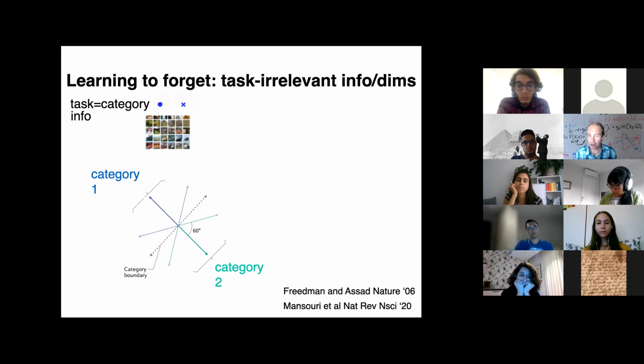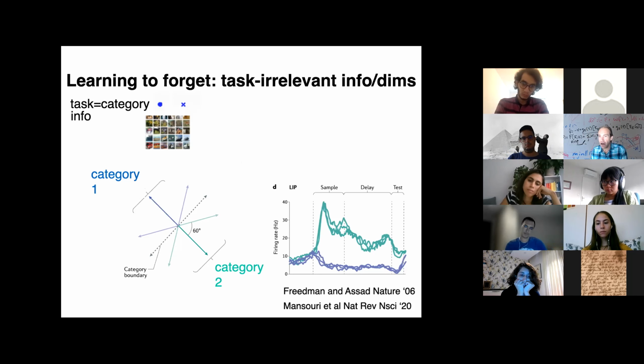First, work that's recent from Mansouri and from Friedman and Assad. So they made categories in the following way. So here are categories in terms of images. How about categories in terms of directions? So in this case, non-human primates were trained to do a direction of motion categorization task. And you can either have category 1 or category 2. Category 1 is everything that is to the left of this dotted boundary line, and category 2 is everything to the right of it.